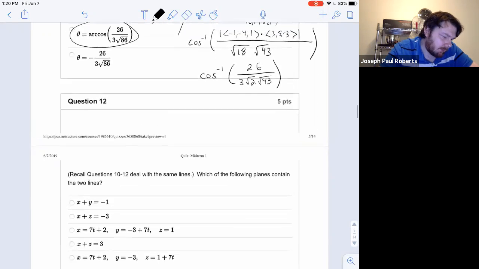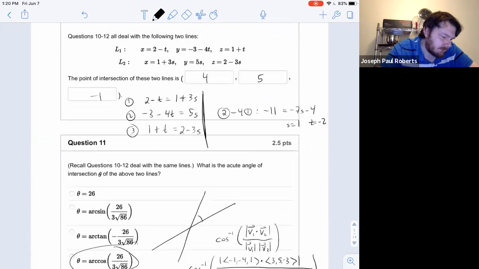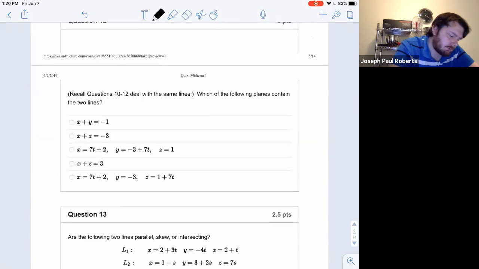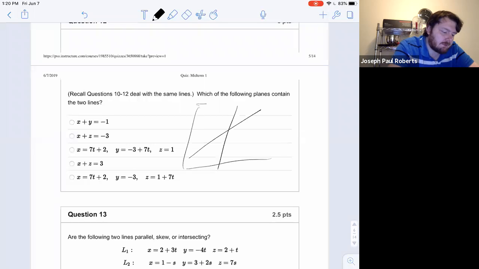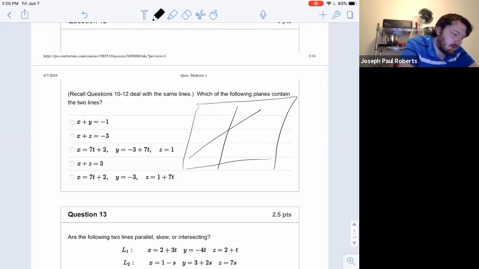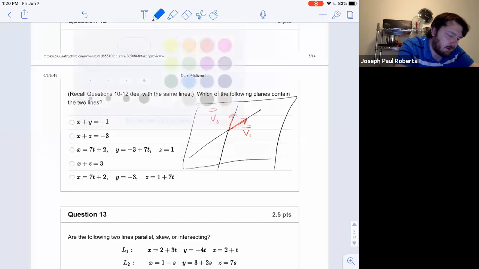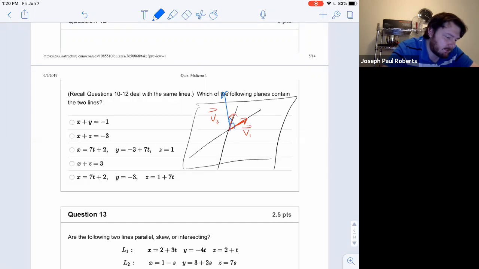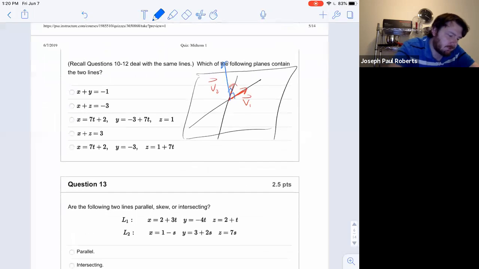Which of the following planes contain these two lines? So again, if you have lines that intersect and you know their directions are V1 and V2, then the cross product of V1 and V2 can be the normal vector of the plane that contains these two lines. So we should cross those directions.